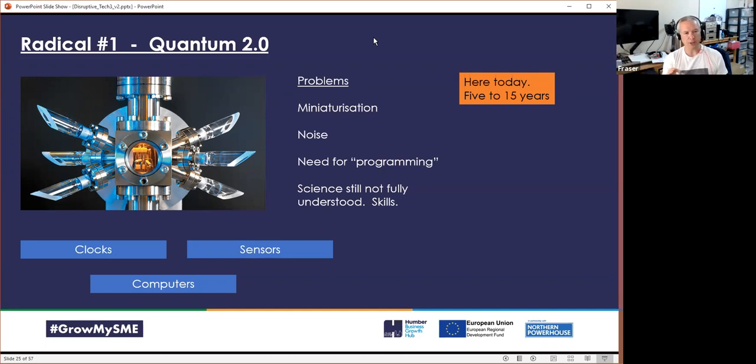So quantum computers are out there. Again, some people have them, the likes of Google, maybe the Chinese government and so on, but they're not widespread. They may well be one day. But actually, there are some other things around quantum which are just as exciting. So sensors, quantum sensors, and quantum clocks, and I'll explain what that means.